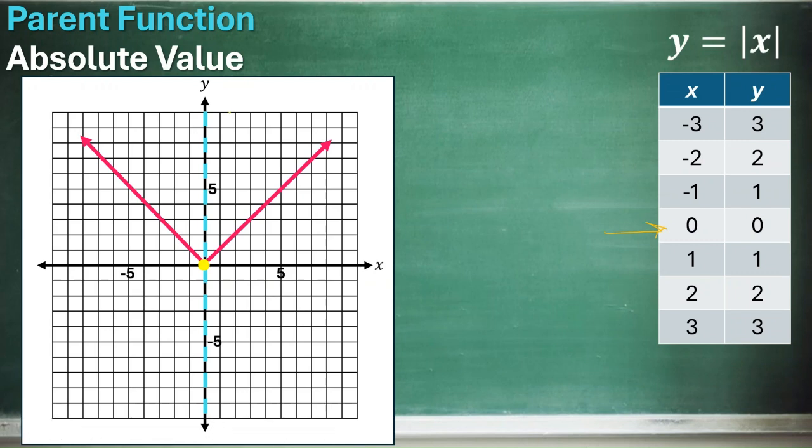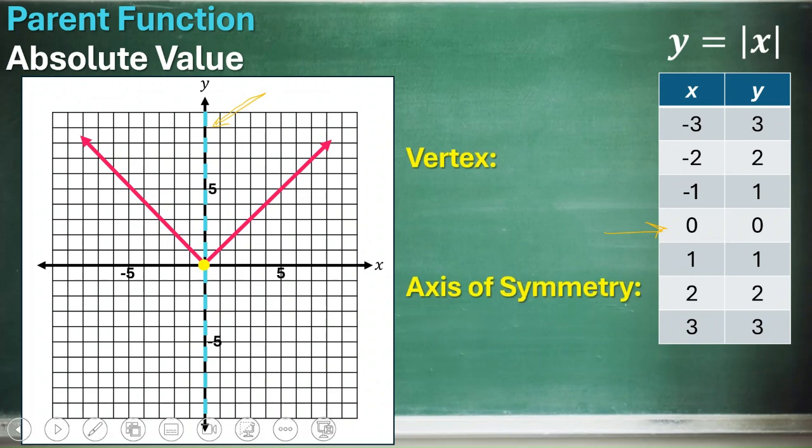You can see there's a line of symmetry as well. That's this dashed blue line: if we were to fold the graph on that line, it would fold on top of itself. So the values are completely symmetrical about the line of symmetry. We might be asked what the vertex and the axis of symmetry are. Our vertex on this graph is our lowest point, (0, 0). We would call this point the minimum value of our graph.